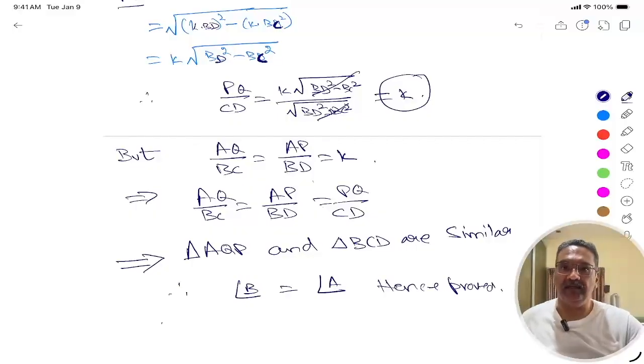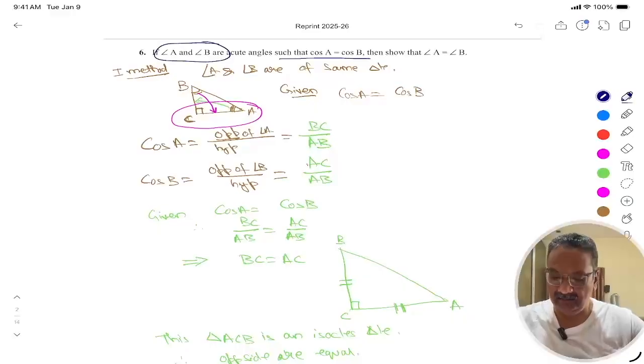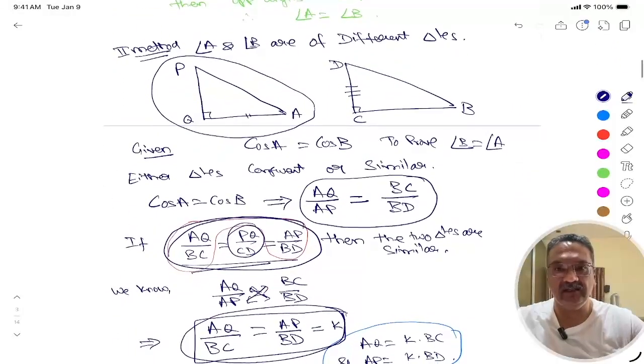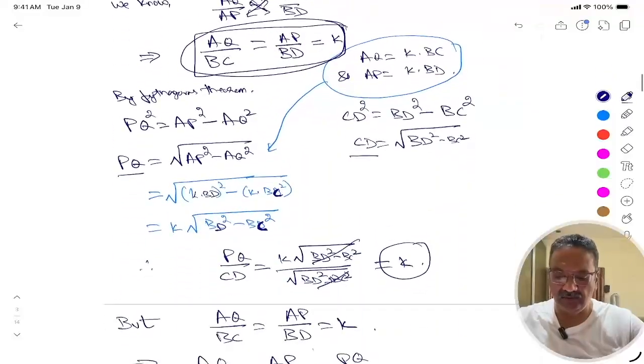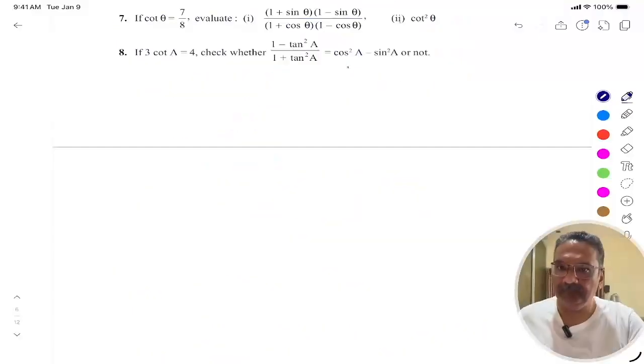Okay, so if in the examination they ask this, you can assume that they are both of the same triangle and then use the first method, or if they say that they are of different triangles, then you have to show that they are similar. After proving the two triangles similar, you can say that the angles are the same.